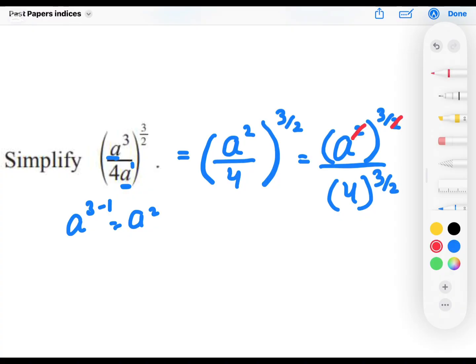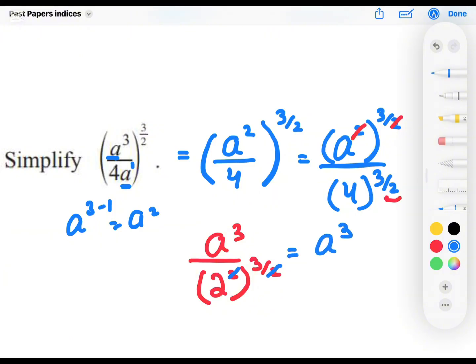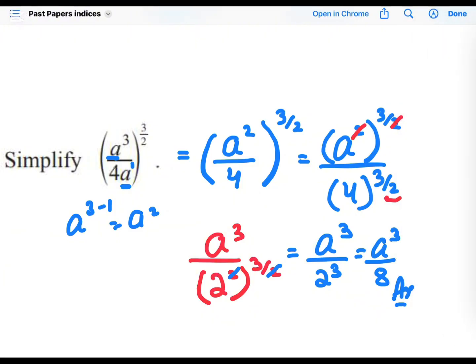Now this will be cancelled out, so I will remain with a raised to the power 3. In the denominator, you can see the power, we have a 2. So what I will do, I will break this into 2 square. So this square will be cancelled out. So a cube divided by 2 cube. 2 cube is equal to 8. So a cube divided by 8 will be the final answer. Okay, so I hope everything is clear in this part.